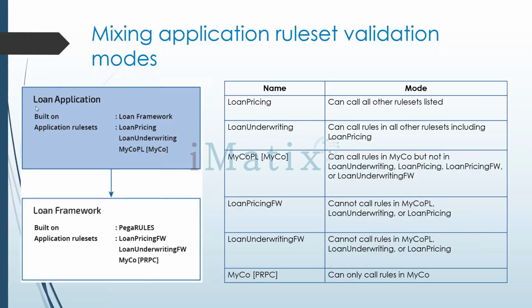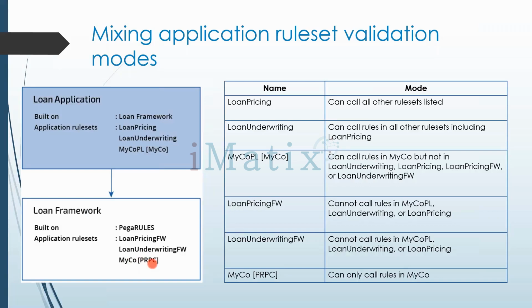Let's see this example. Again, loan pricing is there. I have loan pricing and underwriting as AV modes, whereas my copier is going to be in the RV mode with a prerequisite called MYCO. Always, your prerequisites for your RV are represented in braces. MYCO is the prerequisite here, whereas loan framework has loan pricing FAV and underwriting FAV in the AV mode, and MYCO for RV mode with PRPC as the prerequisite rule set.